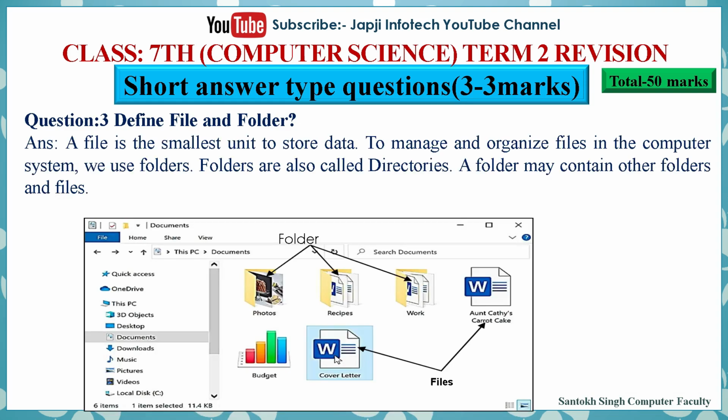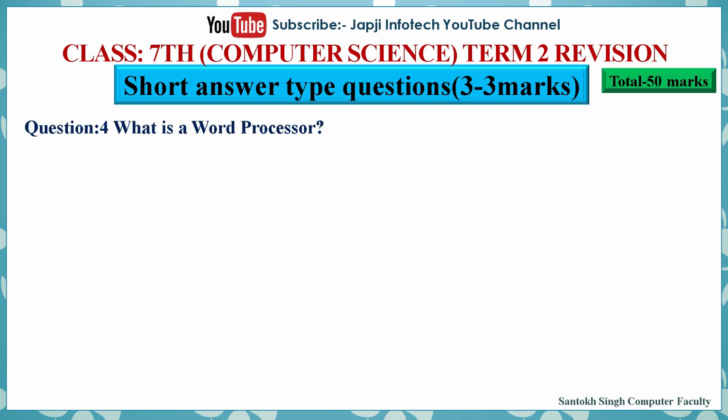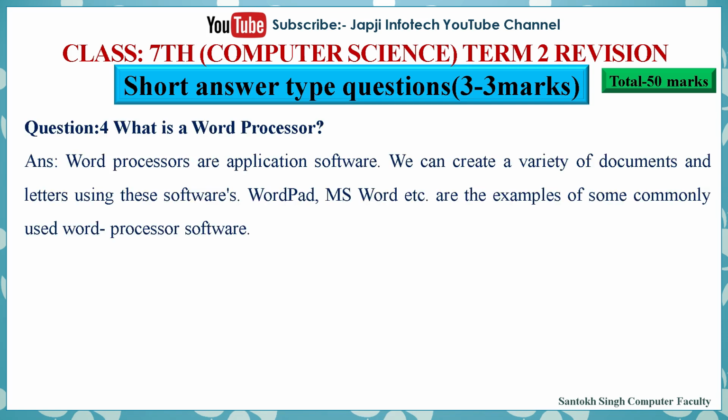So file is the smallest unit to store data. To manage and organize files in the computer system, we use folders. Folders are also called directories. A folder may contain other folder and files. And the fourth one is, what is a word processor?